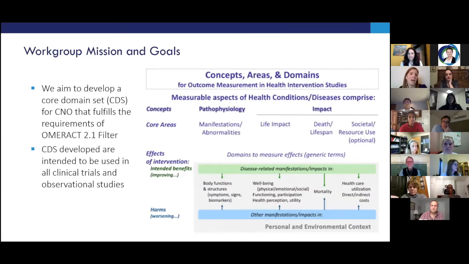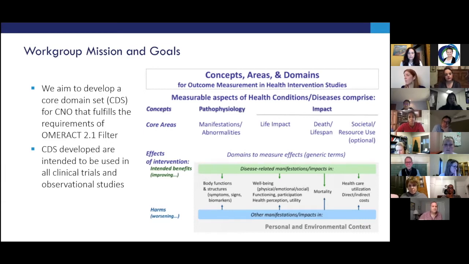And so our work group mission and goal is to develop a core domain set through the OMERACT methodology, specifically the 2.1 filter framework, which is what I'm showing in that photo here. And this core domain set is intended to be used for all clinical trials and observational studies. So there are 4 core areas. You can see that at the top of the picture, where it's manifestation, pathophysiology, manifestation abnormalities, life impact, death, and societal resource use.